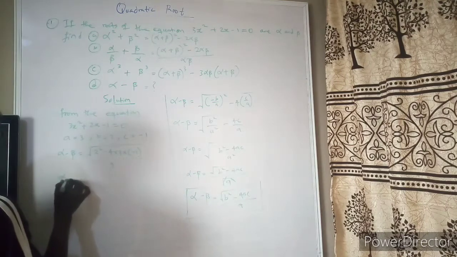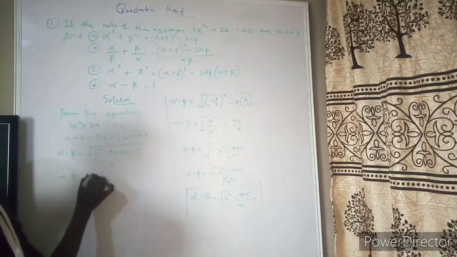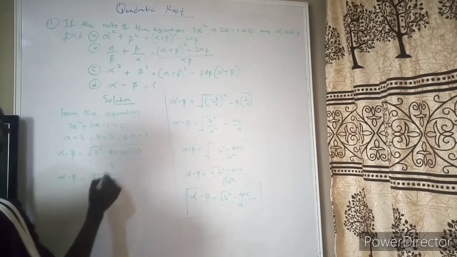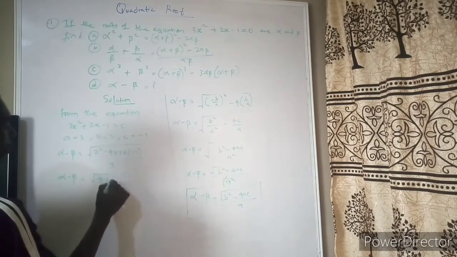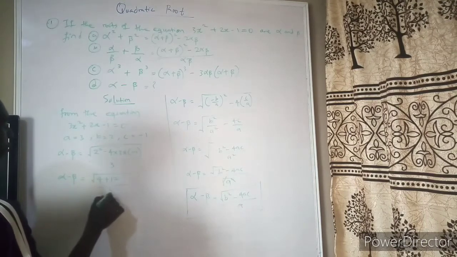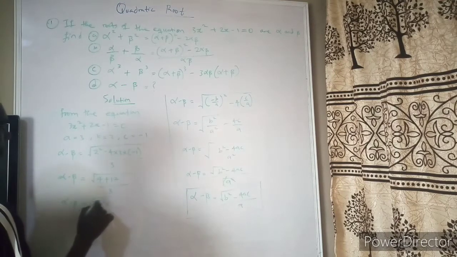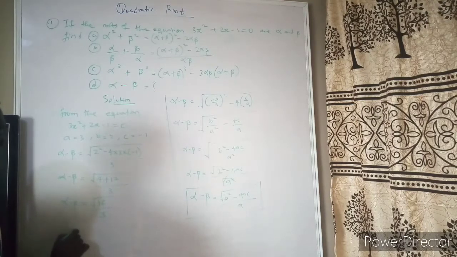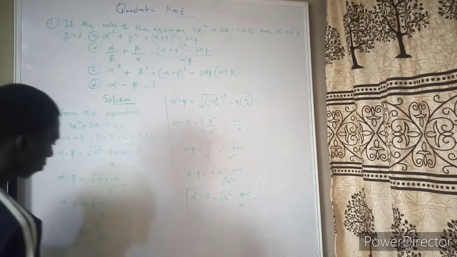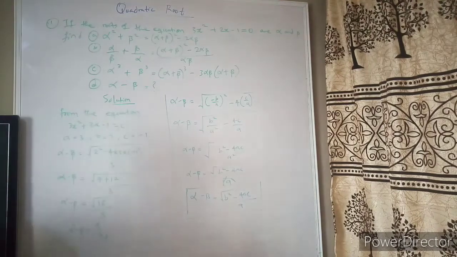So my alpha minus beta is the square root of 2 squared, which is 4, minus times minus becomes plus. 4 times 3 is 12, times 1 is still 12, all over 3. So my alpha minus beta is equal to the square root of what? 16, right? All over 3. Alpha minus beta equals 4 over 3. That's the value for this.